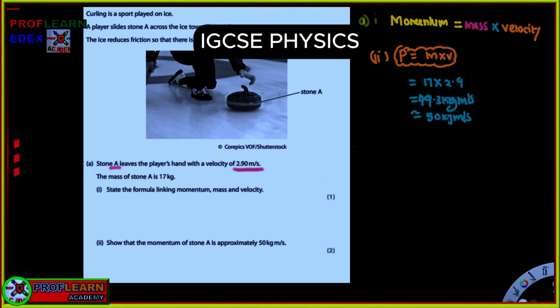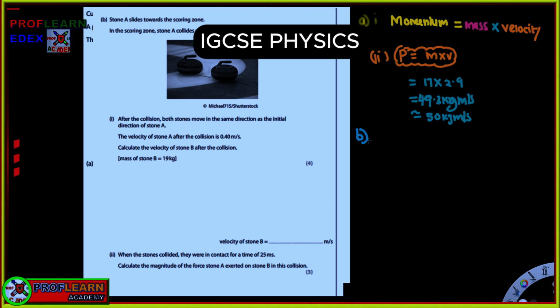And now let's look into another part of this question that was asked in this particular exam. Let us look at the second part of the question, in the same direction as the initial direction of stone A. The velocity of A after collision is 0.4 meters per second. The initial velocity of A before collision was 2.9. So we're going to use the principle of conservation of momentum, that the momentum before should be equal to momentum after collision.